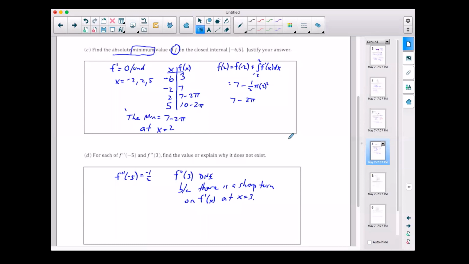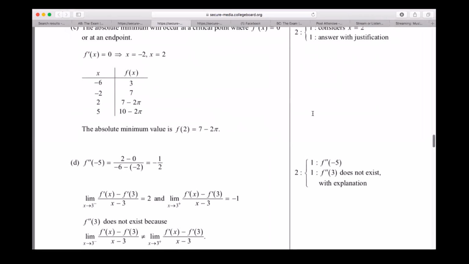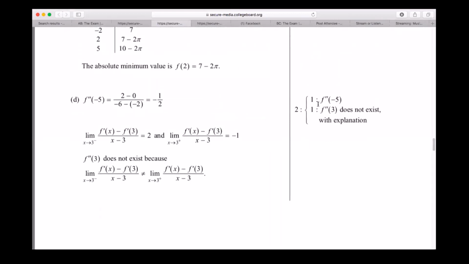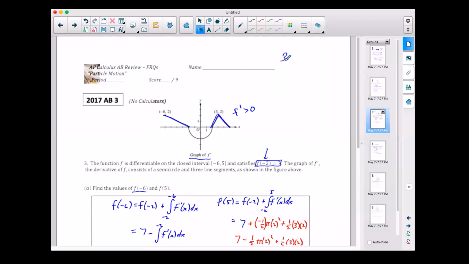So as we wrap up here, I want to show you the scoring guide for that last part as well. So in part D, we see that it's worth 2 points. 1 point for finding the second derivative at -5, which was -1/2, and then a point for finding the second derivative when x equals 3, which we said does not exist, with the explanation. So that's 2 more points. So they gave us a total of 9 points. On this problem, you know, the first problem we set a pretty low average. This one didn't really fare much better. The average on this problem was only 3.63.